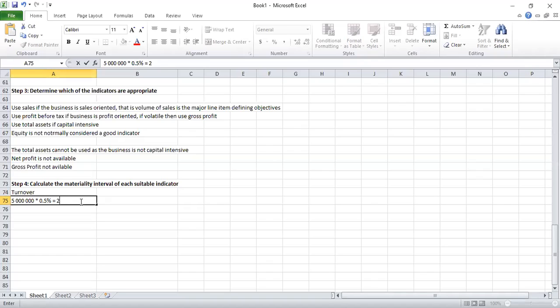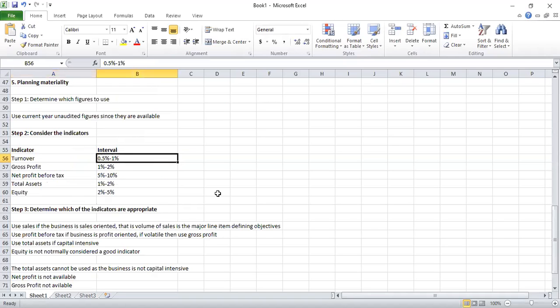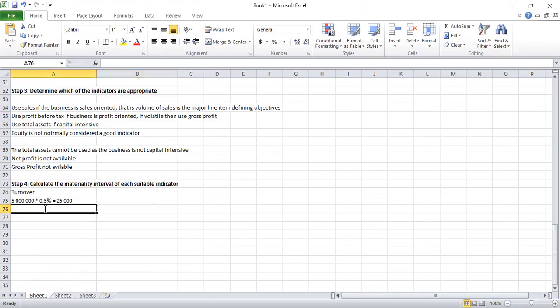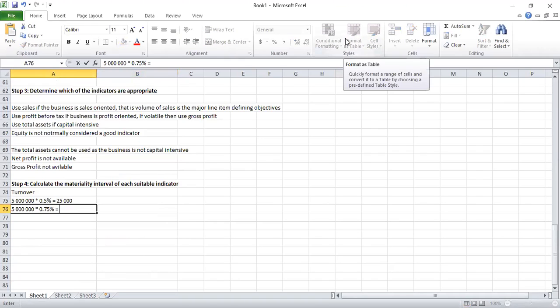Right. Then we can take the middle ground. 0.5 to 1%. The middle ground is about 0.75. So we can say 5 million times 0.75%. I will tell you what this means now. What do we get? $37,500.